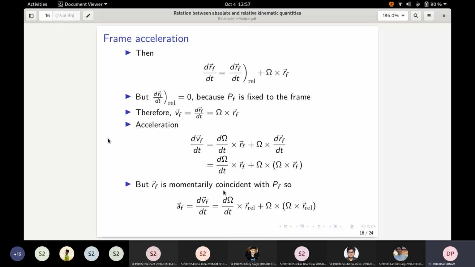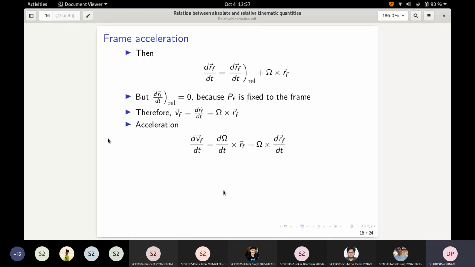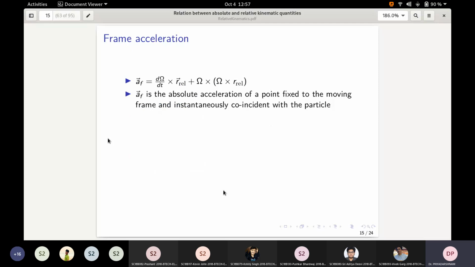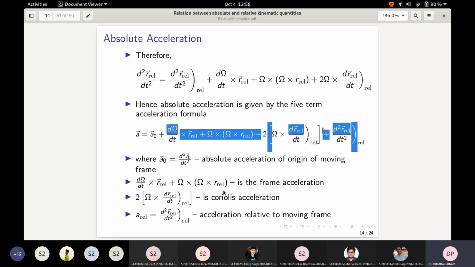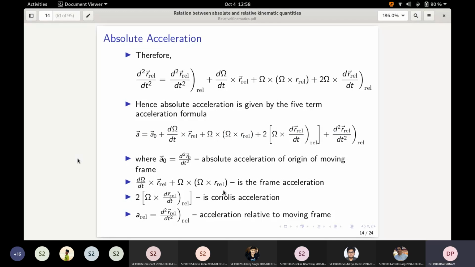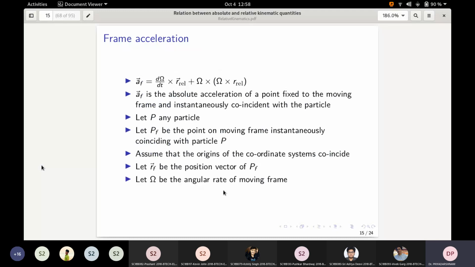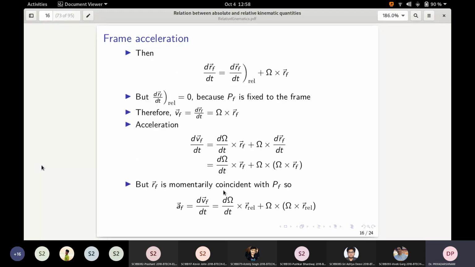So what you obtain is this frame acceleration. The easiest way to remember is, if the particle is not moving, what would this 5-point formula turn out to be? That is the easiest way to remember. If the particle is instantaneously fixed to the frame, and let us assume that the origin is coincident, then you will notice that A0 is 0, and the relative acceleration and the Coriolis acceleration are 0. What remains is called the frame acceleration. So this is just a first principle derivation of those things. So yeah, this is just for understanding.